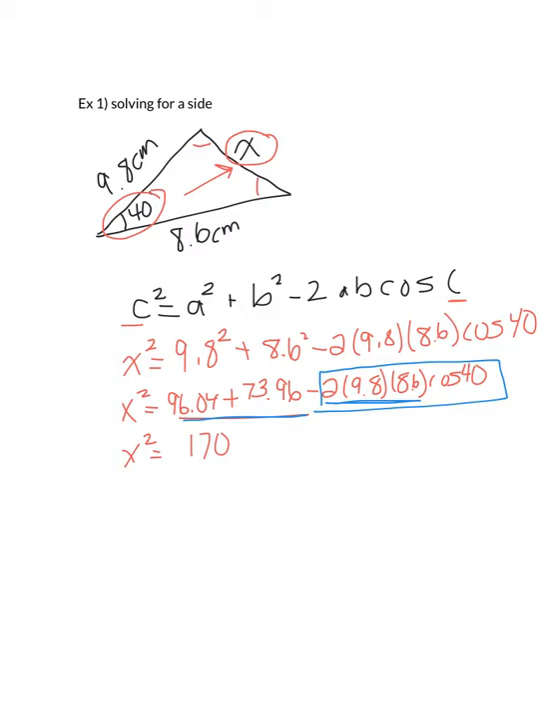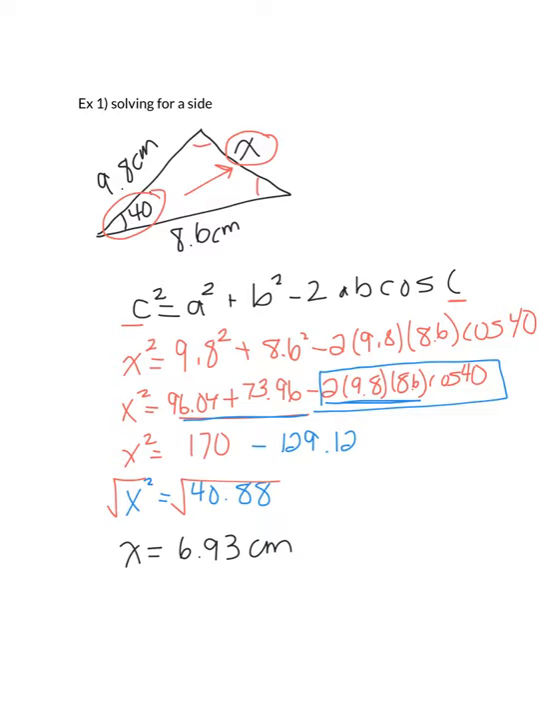2 times 9.8 times 8.6 times cos of 40, and I'm going to be getting 129.12. X squared is equal to 170, subtract 129.12, so 40.88. And I'm almost done, but since I want x and not x squared, I do need to take the square root of both, and I'm going to be getting x is equal to 6.39 centimeters.